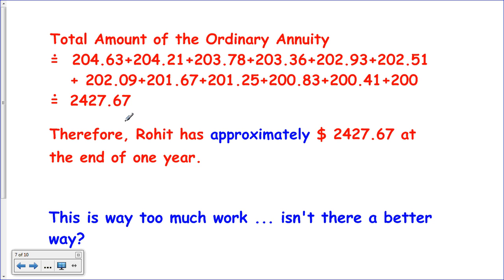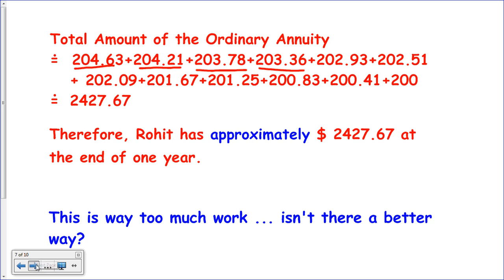If you actually calculate each of those, so this is the first one, this is the second one, third month, fourth month, etc., all the way to the 12th, and you add them up, that's how much Rohit will have at the end of 1 year. Don't worry, you don't have to make a table like this every single time. This is way too much work.